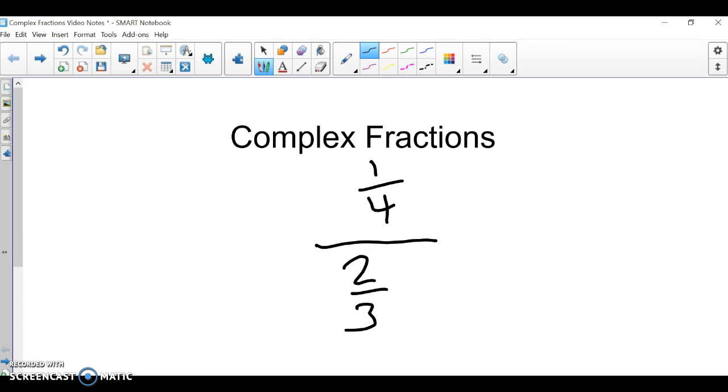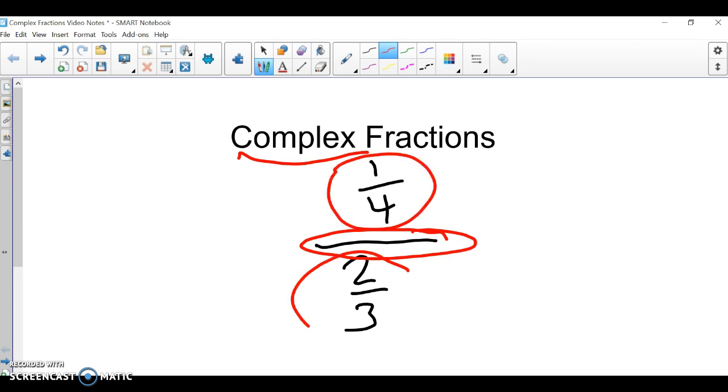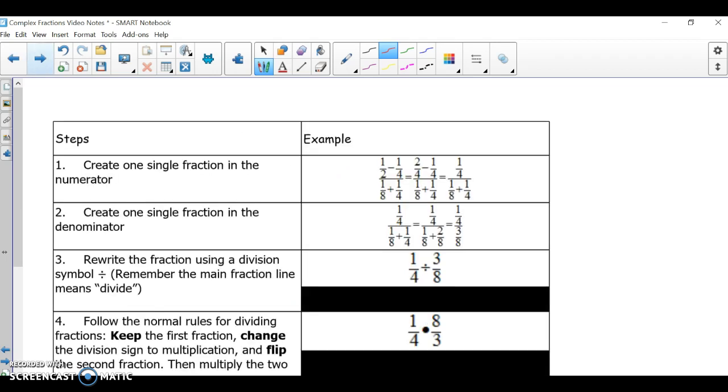So on the top there can be more than one fraction, and on the bottom there can be more than one fraction. But the definition of a complex fraction is when there is a fraction on top and a fraction on the bottom. So when we have a problem like this, how do we go about solving it? The first thing I have for you is a list of steps along with an example so we can see how to use them.